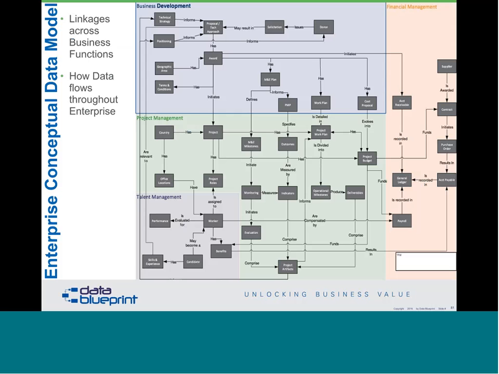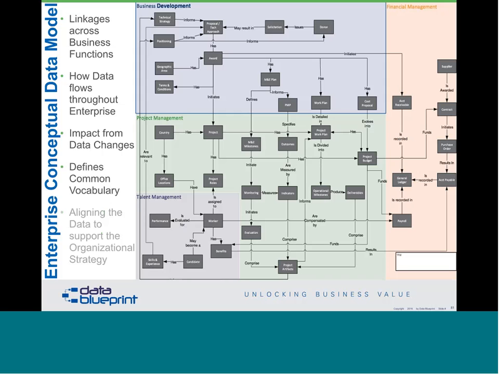The next thing we show is this helps us show how the data flows throughout the enterprise and how it can be understood and consumed from users. Any changes we make, we can now understand because we can see the impact that we have. Like I said before, we define a common vocabulary, so someone in HR can pick this up and understand, okay, this is what I need. This is the data I need to help do my job. And that also helps us align to support the organizational strategy.